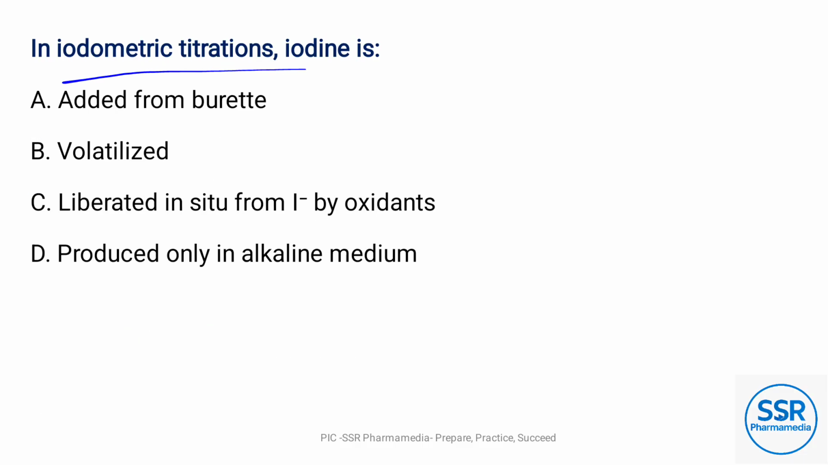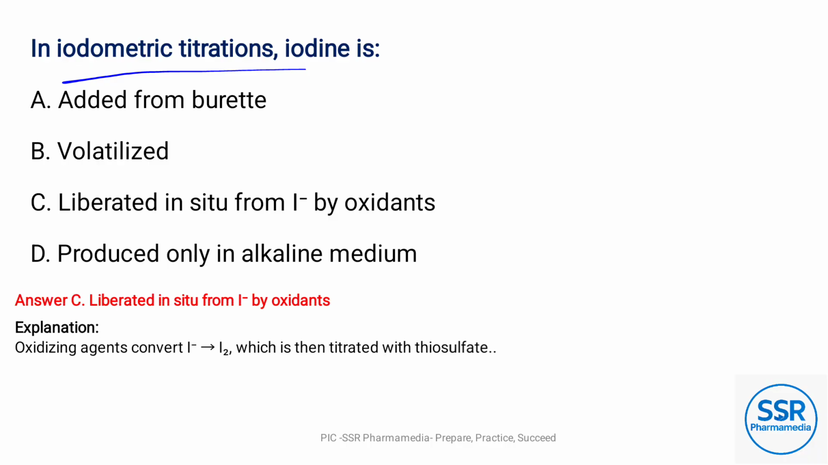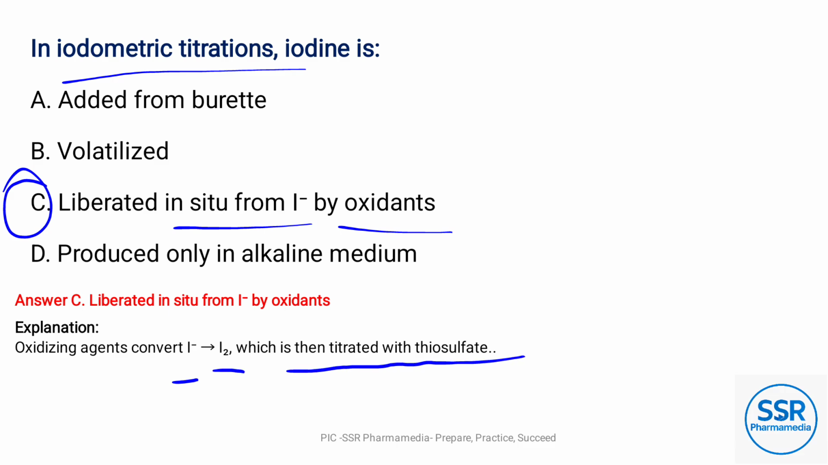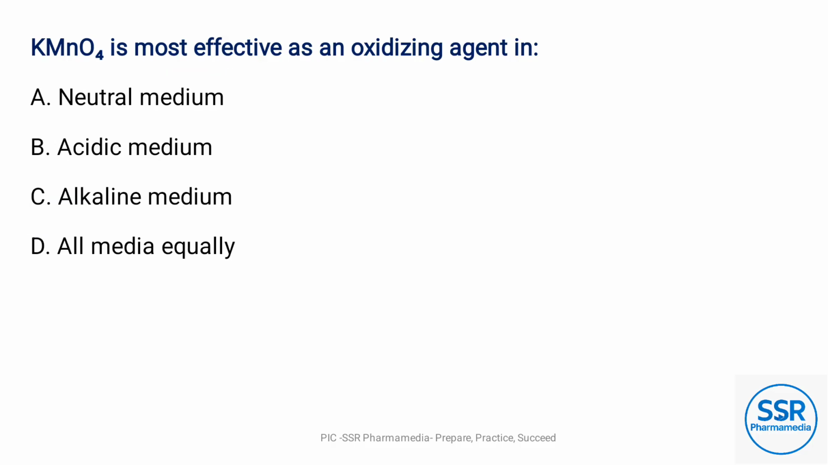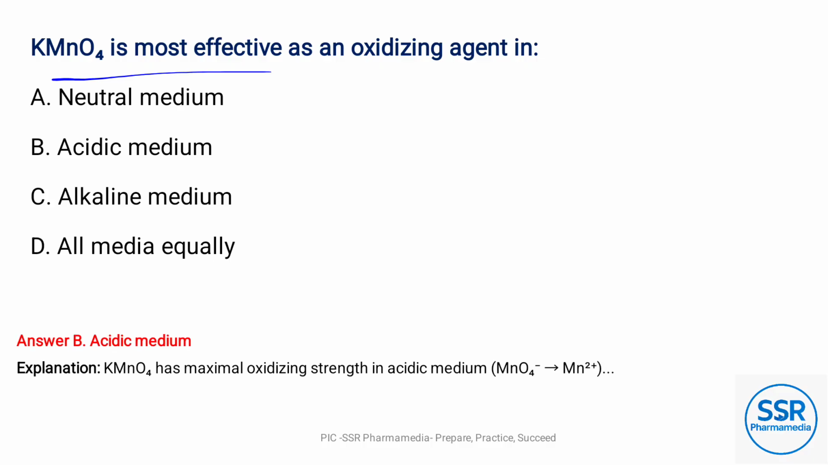In iodometric titration, iodine is, option C, liberated in situ from iodide by an oxidant. So in iodometry, iodide is converted into iodine, which is then titrated with thiosulfate. KMnO4 is most effective as an oxidizing agent in, the answer is option B, acidic medium.